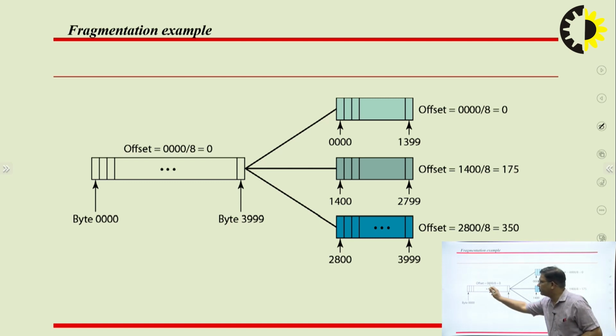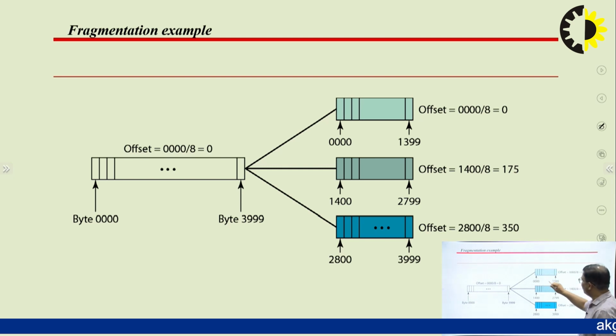Let's say, for example, the total data size is 4000 bytes, and one fragment can carry only 1400 bytes. So we have to divide this 4000 bytes into 3 parts: 1400, 1400, and 1200. This is the first fragment, the second fragment, and the third fragment. The first fragment covers bytes 0 to 1399, the second covers 1400 to 2799, and the last covers 2800 to 3999.